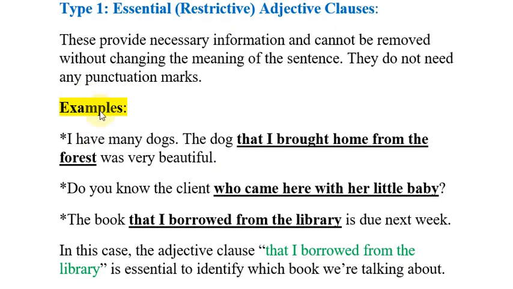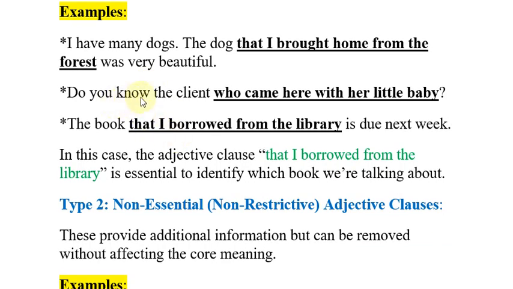This is called restrictive adjective clause. We are restricting the meaning. We are restricting the dog. So we need to have essential information, necessary information. We cannot remove this part. If you remove it, we might have a problem with the interpretation.